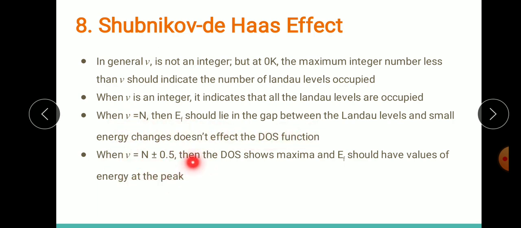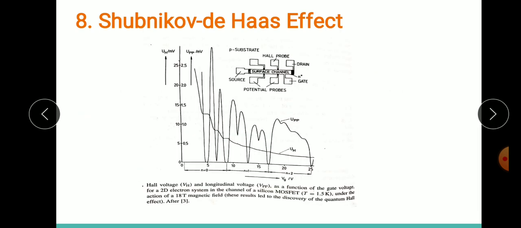Now if V is a fraction, say n plus or minus 0.5, which means it is not a perfect integer, then the DOS shows maxima, and the Fermi level EF will have values of energy at the peak values because the DOS shows a maximum. So when the filling factor is an integer, your Fermi level lies between your Landau levels, and the DOS function is not changed much. However, if your filling factor is not an integer, the DOS will show a maximum value, and your Fermi level will have values at peak energies.